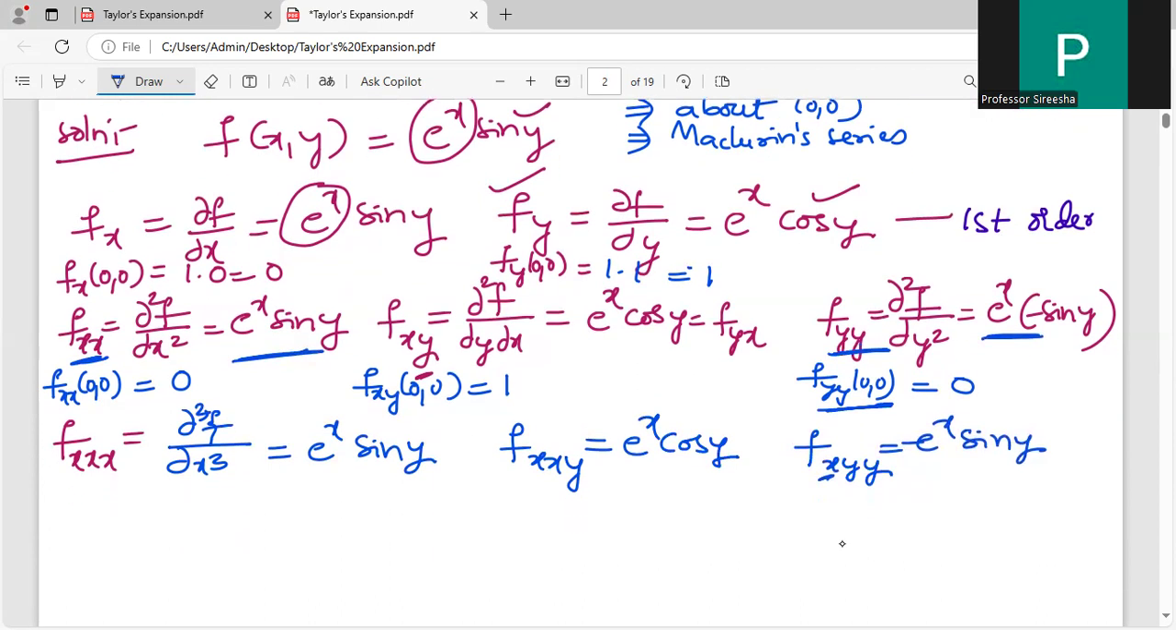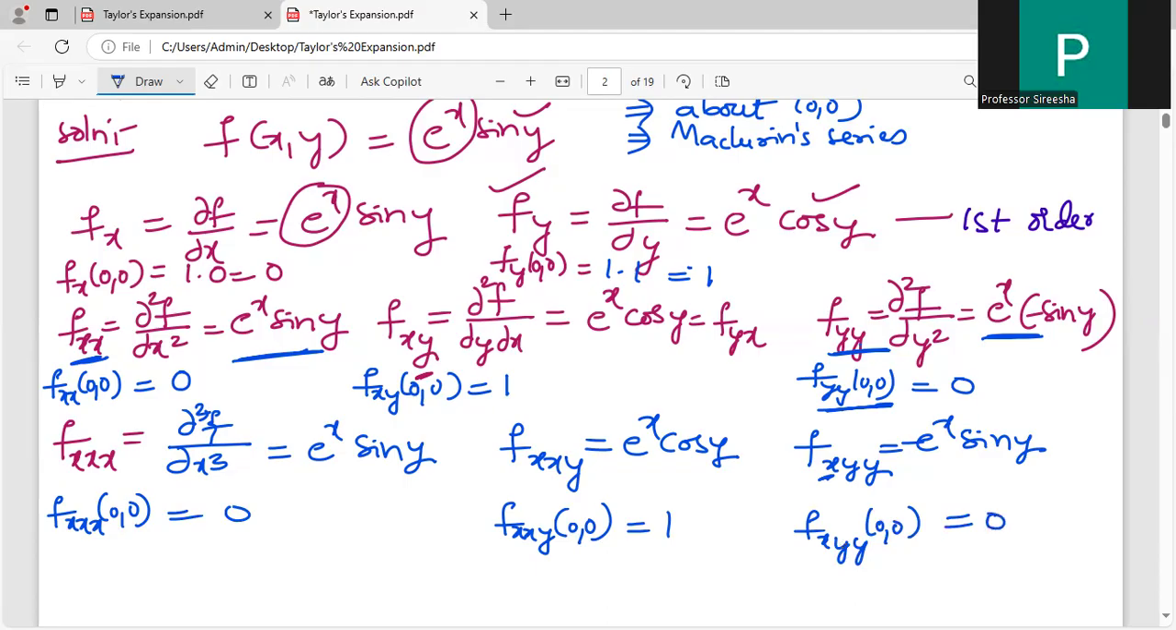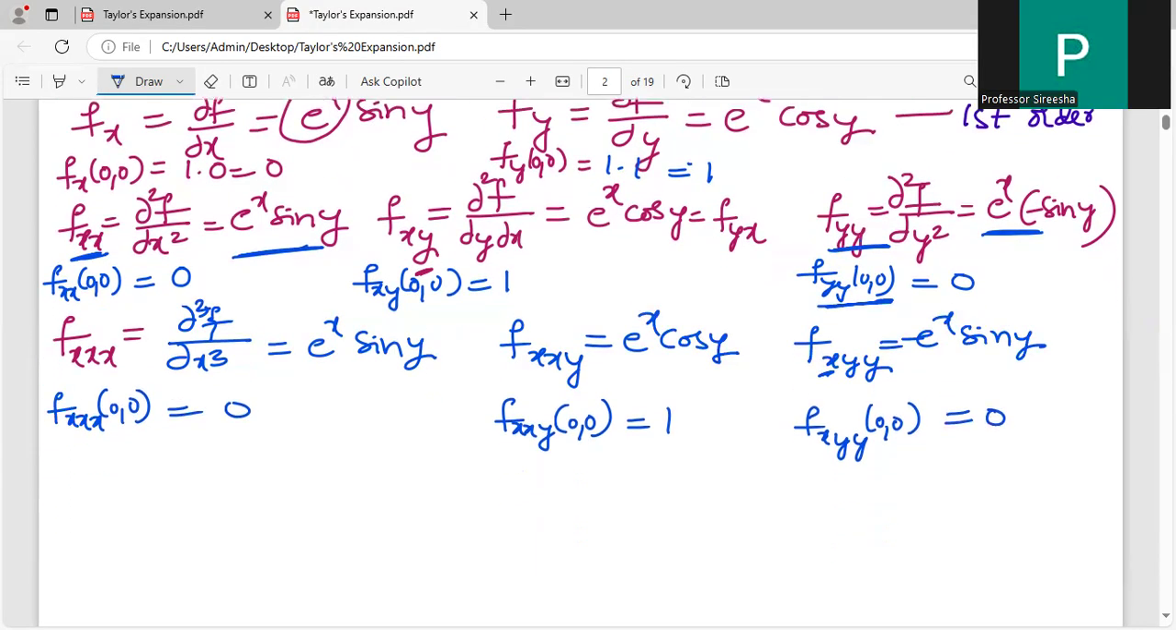Yes. Last term, before going to the last term, let me evaluate f triple x at 0 comma 0. When sine is there, the term goes to 0 because sine 0 is 0. f_xxy at 0 comma 0. Since cos is there, I'll be getting it to be 1. f_xyy at 0 comma 0. Sine is there, so again this term would be 0, whether with a negative sign or a positive sign.